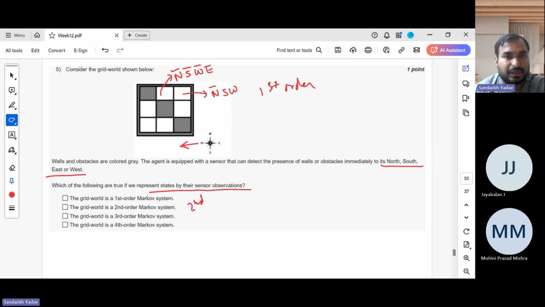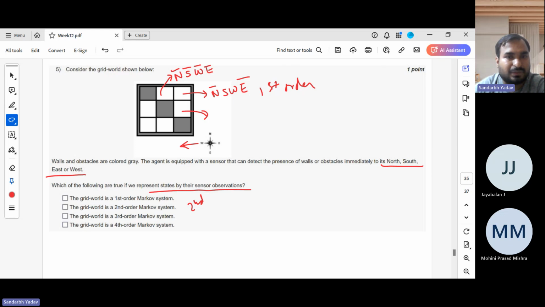West, no obstacle, but there is an obstacle in east. So again, these two are different. So these are uniquely identifiable. Similarly, we have to see that all these states have different patterns. If two states have the same patterns, then we cannot say that it's a first order Markov.